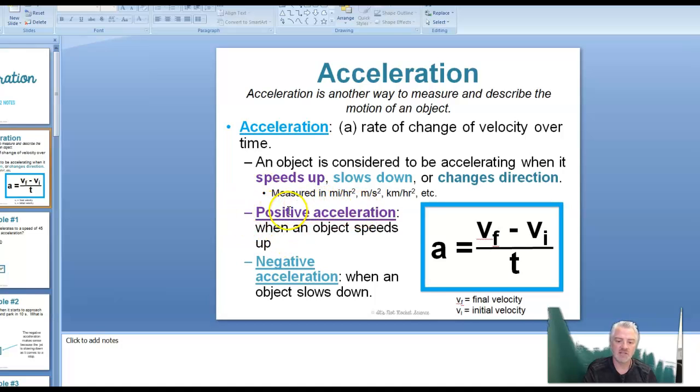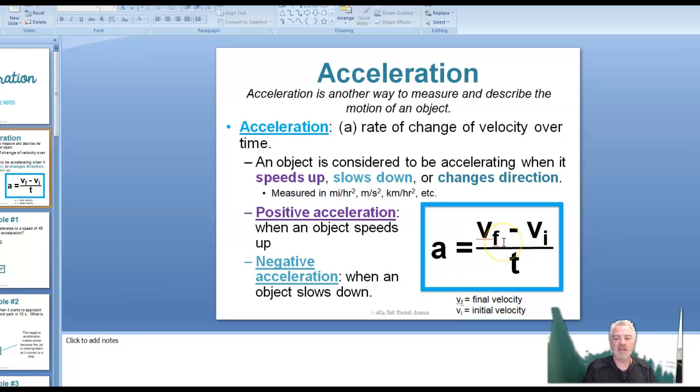A couple things. Positive acceleration is whenever it speeds up. Negative acceleration is when it slows down. So when you get a positive number, you know that the object is speeding up, increasing its speed. When you get a negative answer on your question, you know that it's slowing down. Another term we might use is decelerate. So those basically mean the same thing, negative acceleration or deceleration.